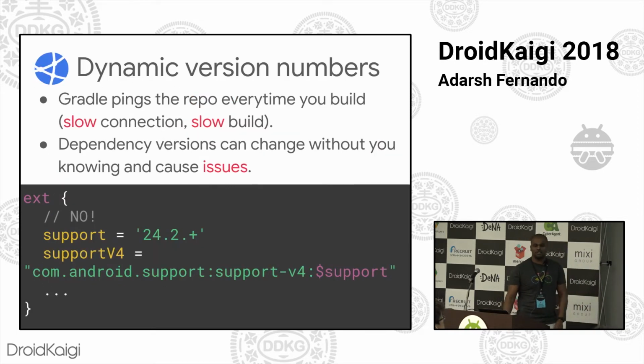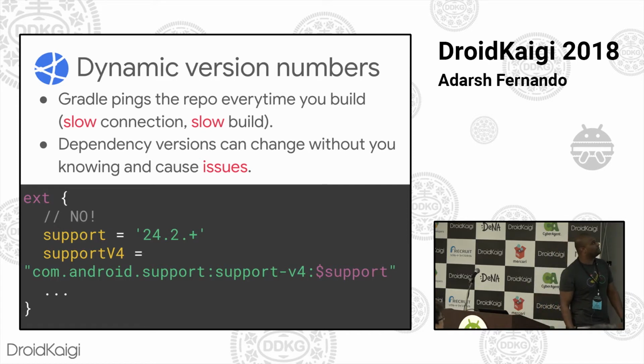So dynamic version numbers, get rid of them. What do I mean by dynamic version numbers? If you can see right here, here's the version number for the support library. Some people put a little plus sign, and it tells Gradle, hey, look, I want 24.2, whatever you got, whatever the highest one is. And that sounds great, right?